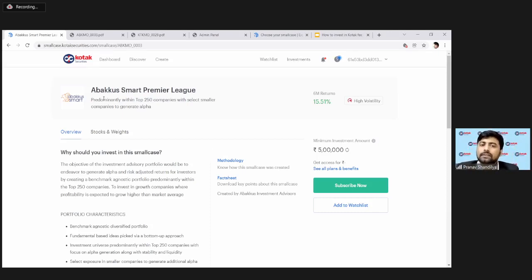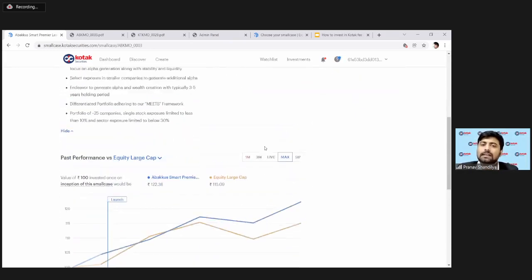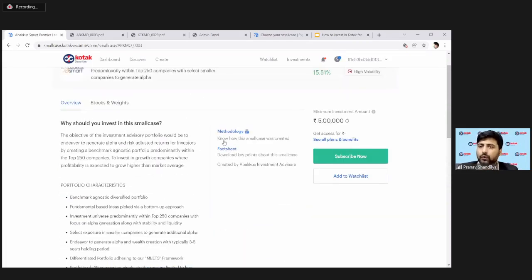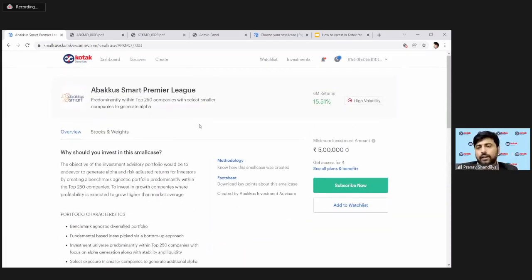So for somebody who wants to invest in Abacus Smart Premier League, the minimum ticket size starts with about 5 lakh rupees. So there is a reason why it starts with 5 lakhs and not anything less than that, because the set of stocks in this particular portfolio is quite huge. In the sense, 25 stocks are being purchased in this particular basket. So since the set of stocks is high, the ticket size also is quite high.